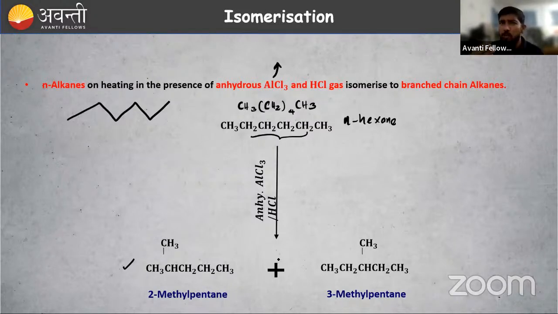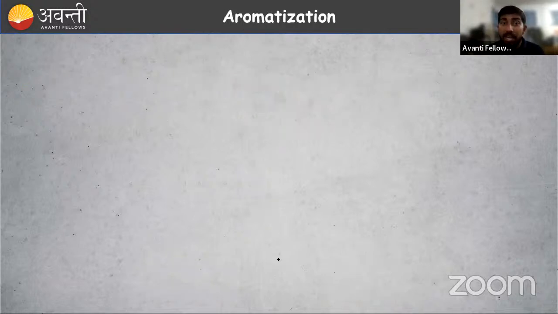We are not studying the mechanism now. What is the mechanism involved, and what is the role of AlCl3? We will study this later. This AlCl3 you have to remember, that is very important. I will repeat some information regarding our AlCl3. So that is our isomerization, a chemical property of alkanes.